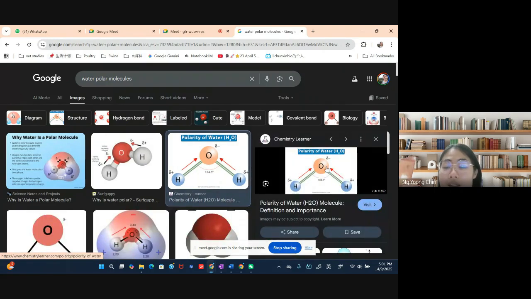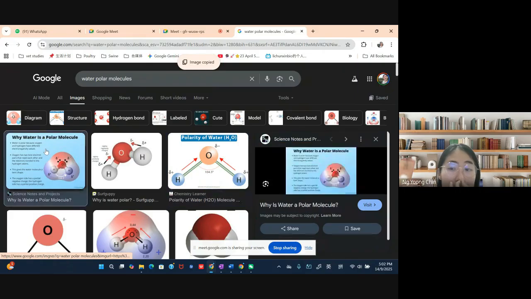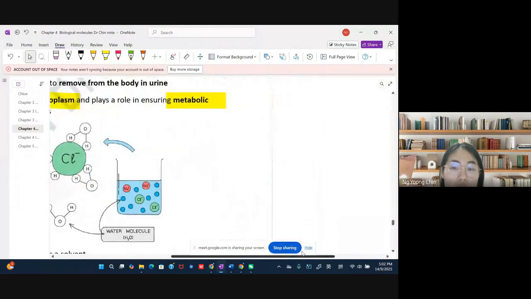There will be the negative charge from the oxygen atoms, and then there will be the positive charge from the hydrogen atoms. So that's why water is a polar molecule, because they have a charge. Okay, so they are known as a polar molecule.